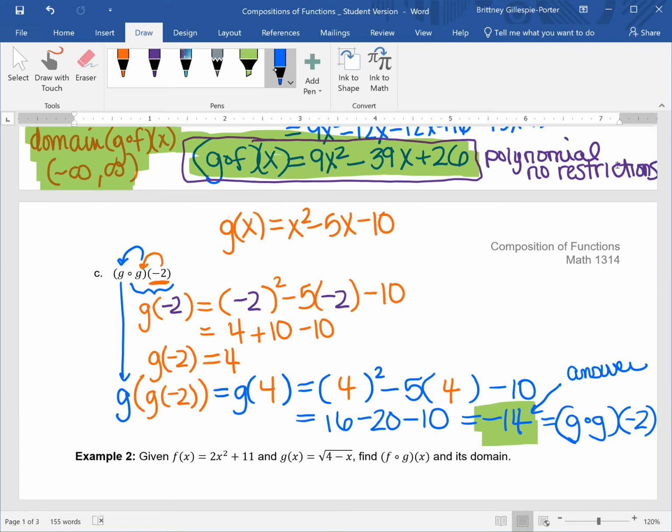And that's because they gave us the -2. They gave us a number. When they give us a number, we give them a number back. When they give us an x, we give them an x back.